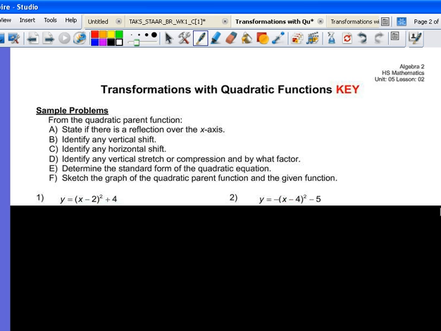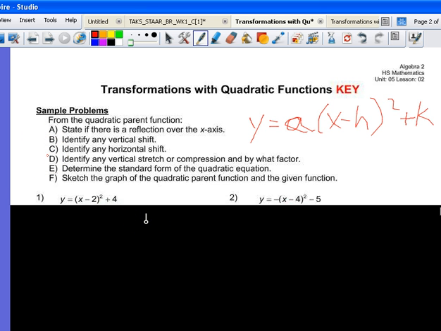Just go through the different questions you should ask yourself when you start to graph a quadratic that's written in vertex form. Okay? Everything we're going to do here is going to be in this form. So in this first question, we're going to answer each one of these questions.